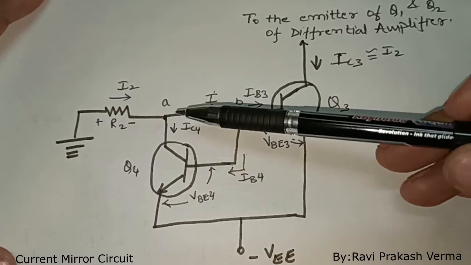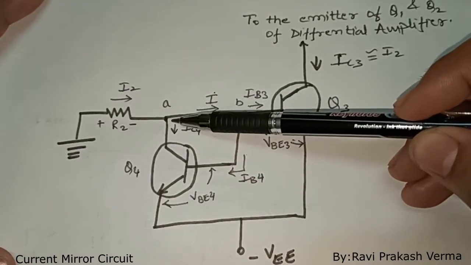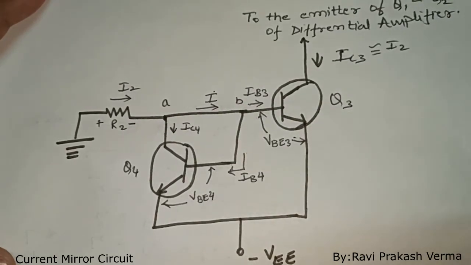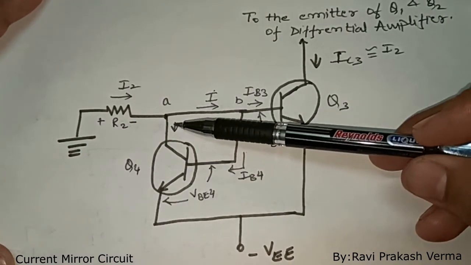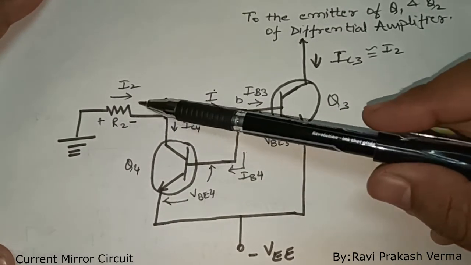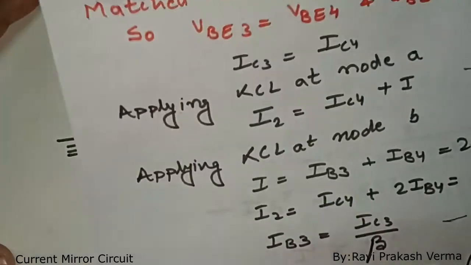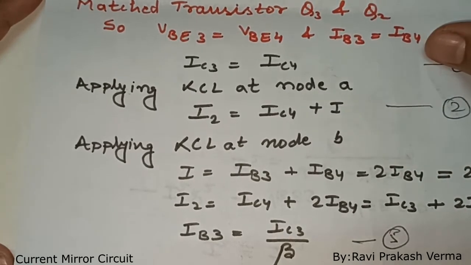First of all, we are applying KCL at the node A. When we apply KCL, Kirchhoff's current law, at the node A, it means that the current entering any node is equal to the current leaving that node. So from that, I2 is equal to I plus IC4. It has been written I2 is equal to IC4 plus I.